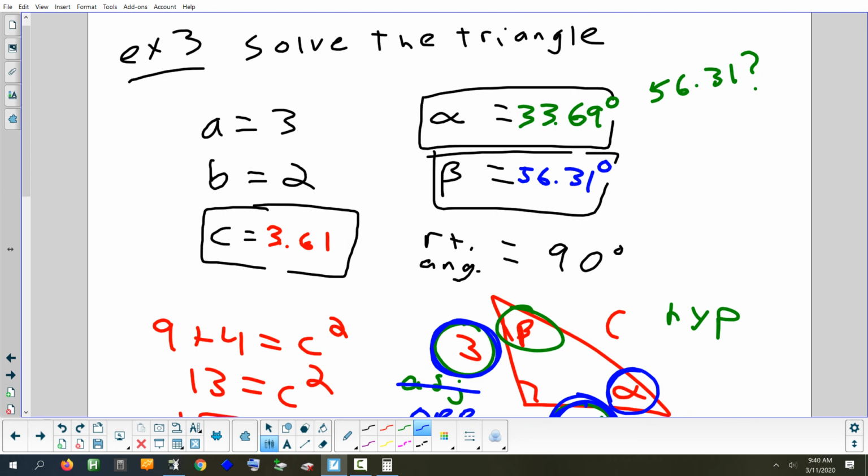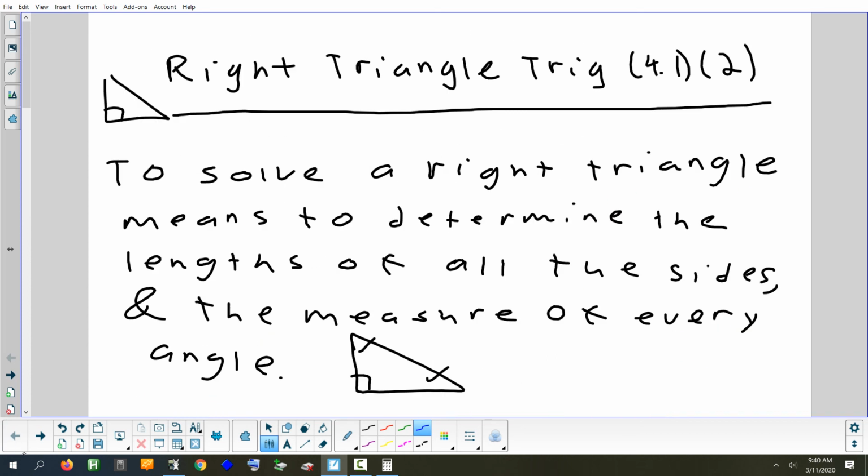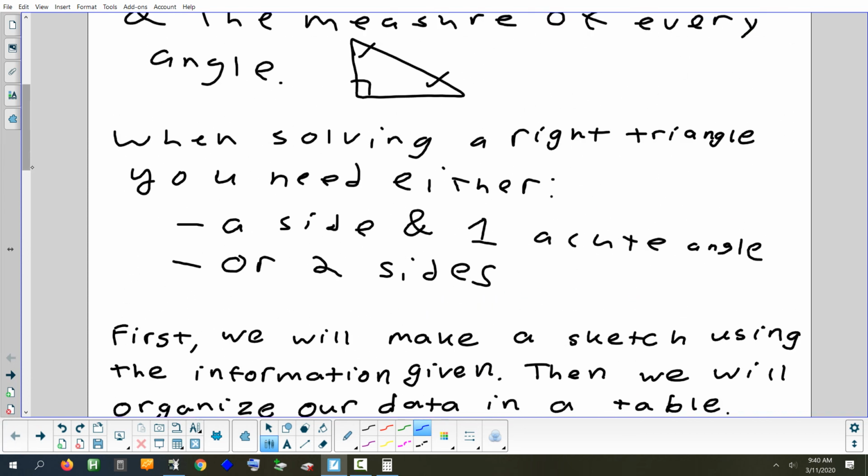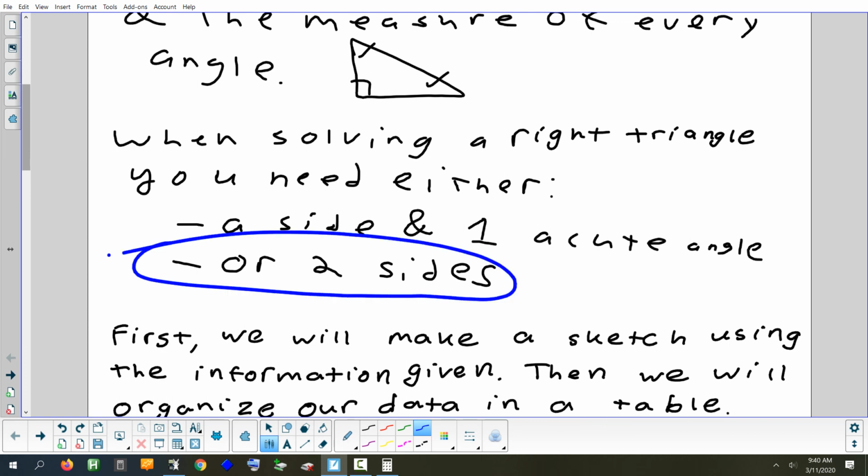Okay, so that's how you solve the second type of problem. That's starting you with 2 sides. So the only time you ever have to use inverse trig with what we're doing is in this case right here. If you get 2 sides, you have to use inverse trig. If you have the first case, nope, you're never going to use inverse trig for that.